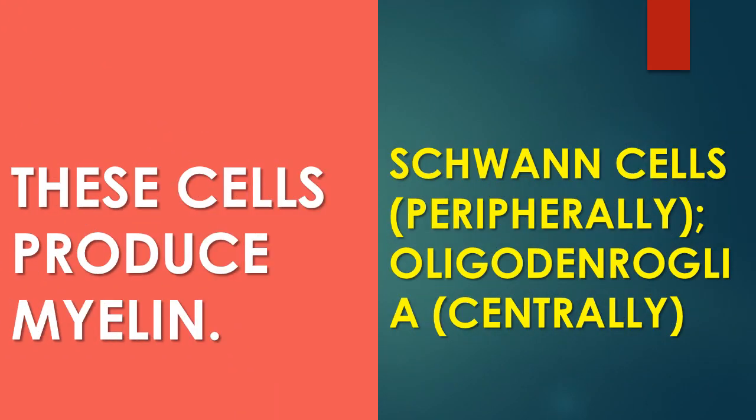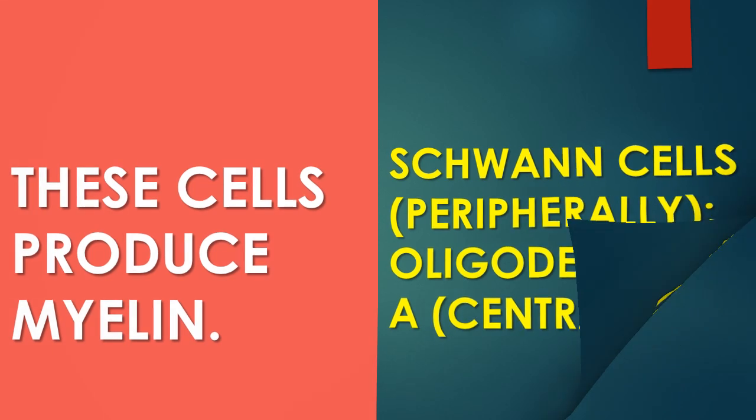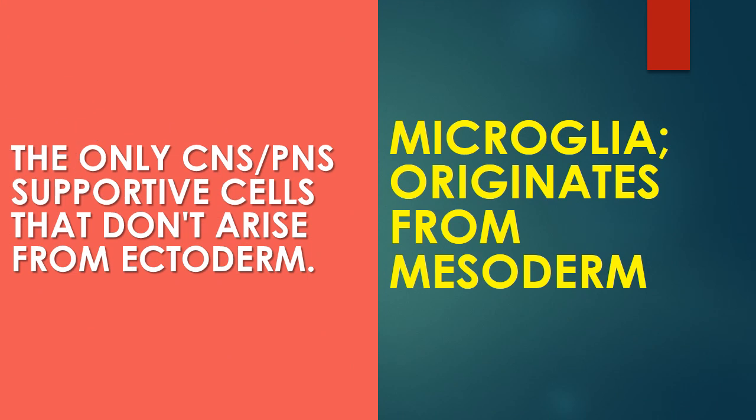These cells produce myelin. Schwann cells peripherally, oligodendroglia centrally. The only CNS/PNS supportive cells that don't arise from ectoderm. Microglia originates from mesoderm.